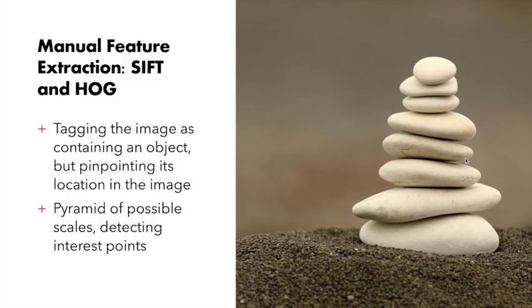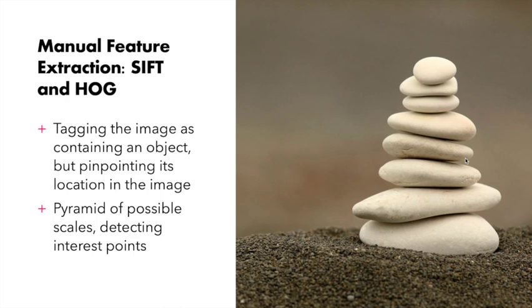In 1999, computer vision researchers figured out a better way to represent images using the statistics of image patches. The scale invariant feature transform, or SIFT, was originally developed for the task of object recognition, and that involves not only correctly tagging the image as containing an object, but also pinpointing its location in the image.